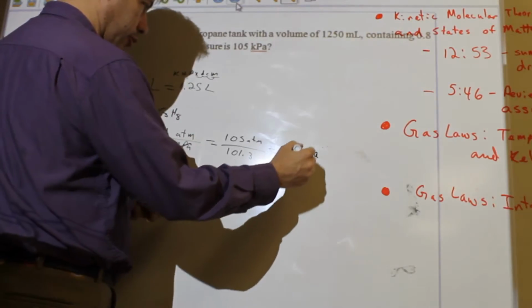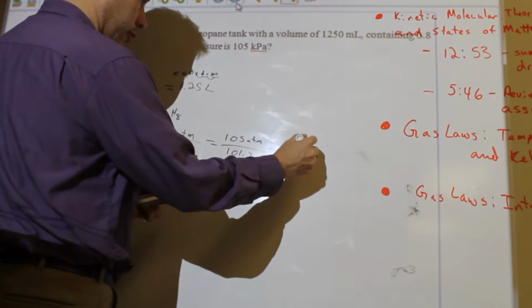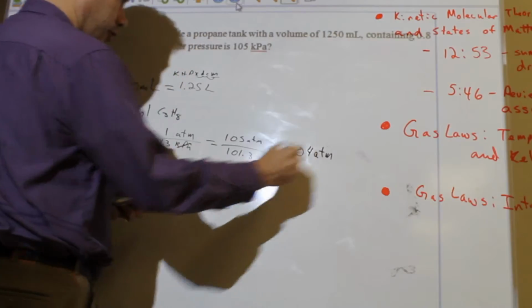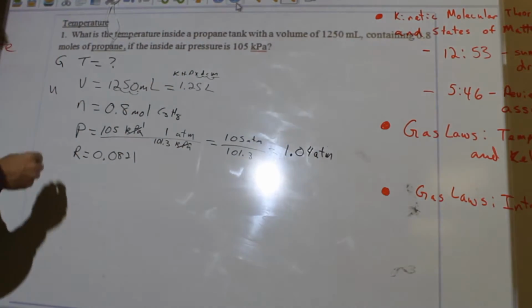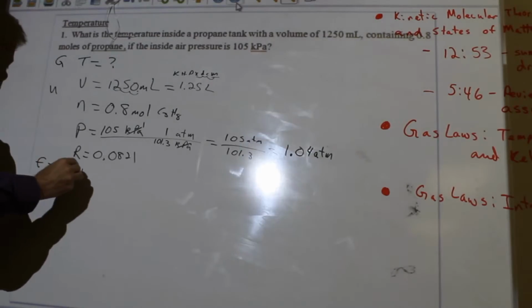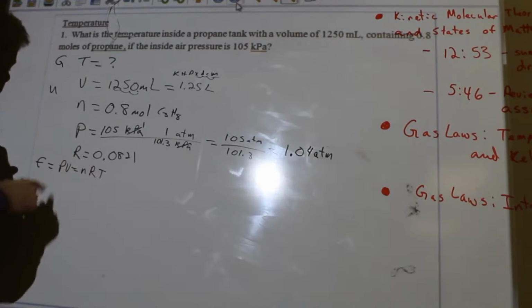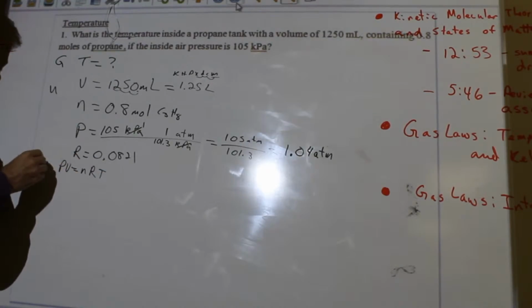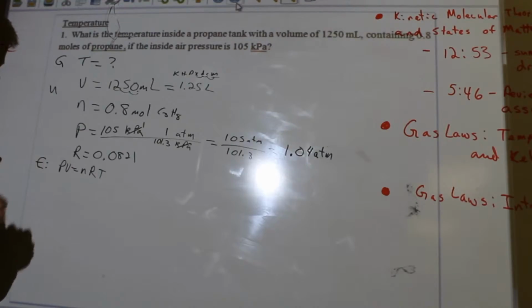Actually it's 1.036, so we're going to round that to 1.04 atmospheres. Okay? So now we've got our given unknown. Our equation is still PV equals nRT. I still want you to write it because we're going to be adding equations later on.